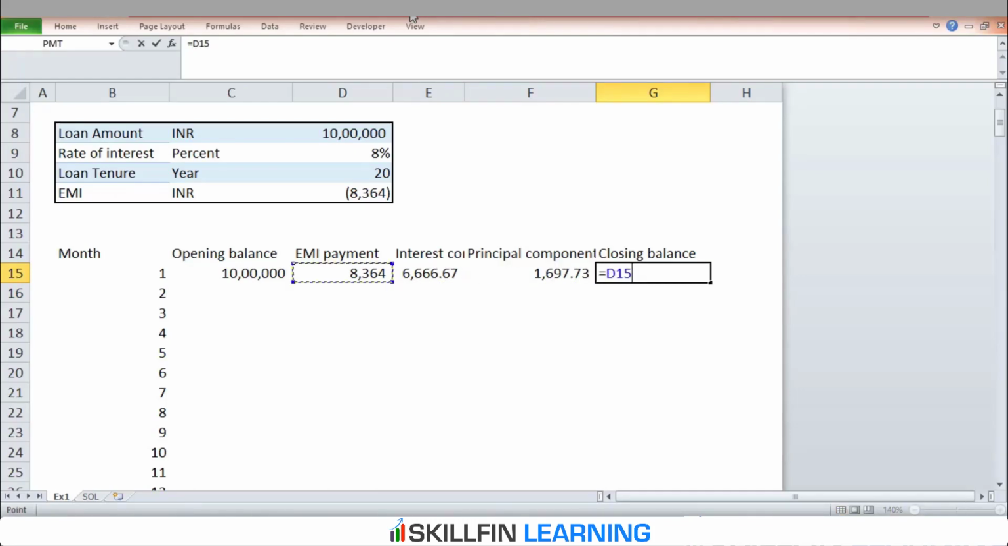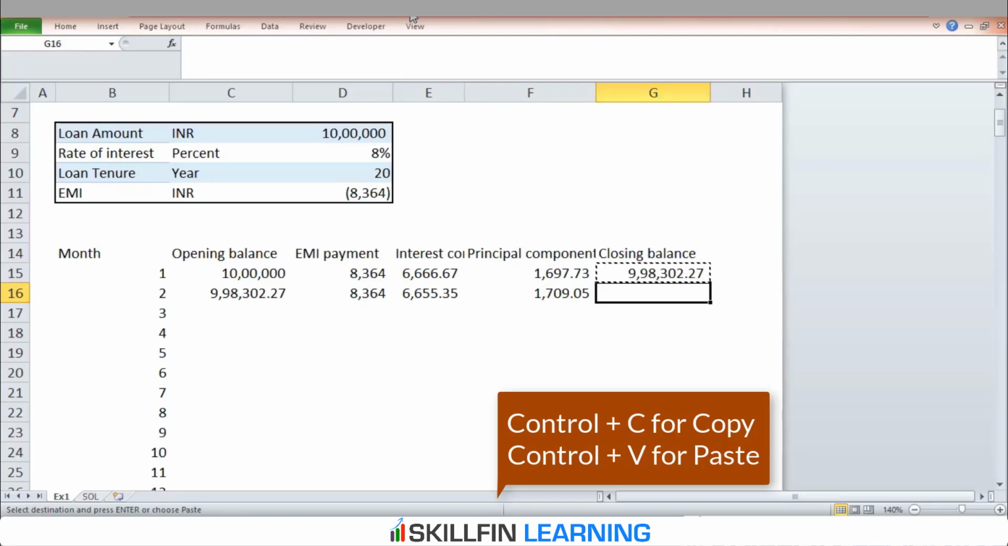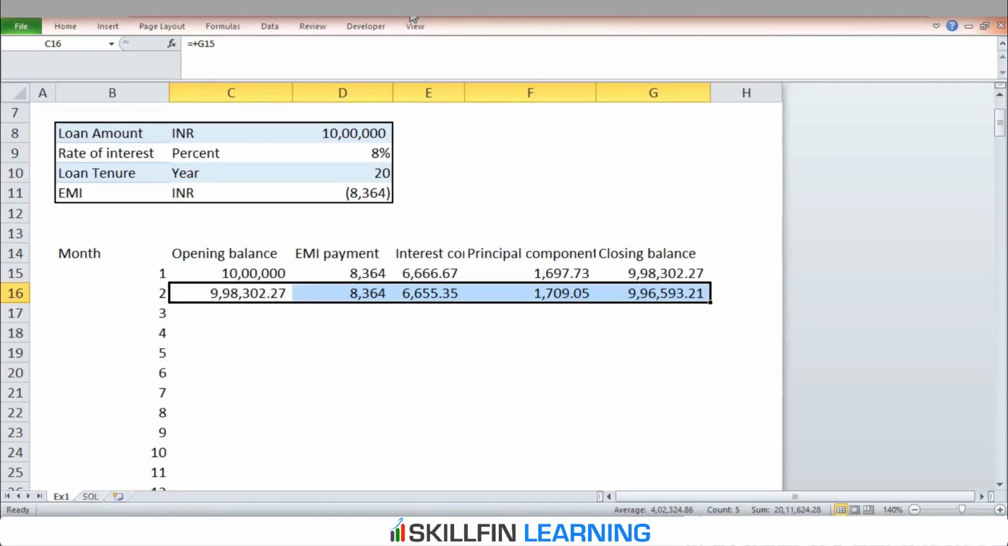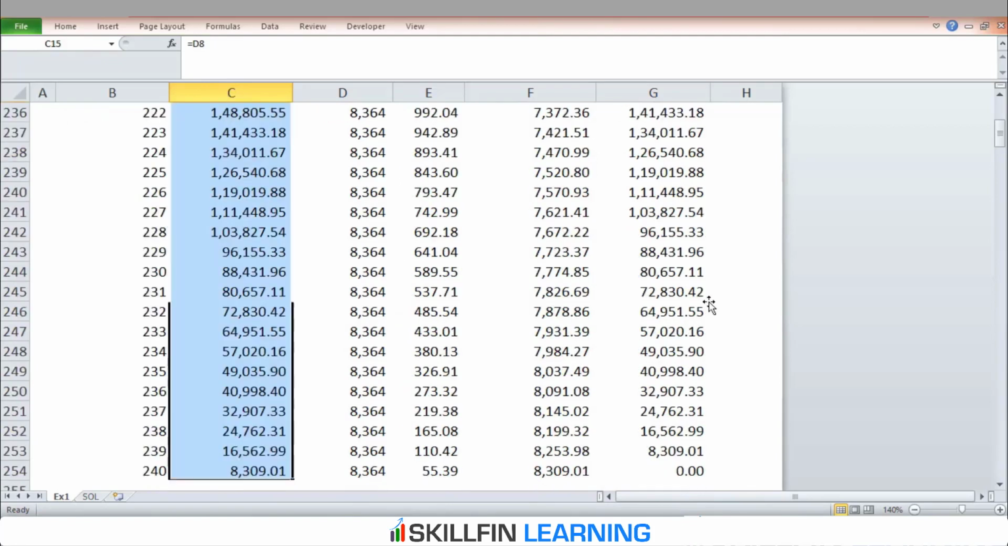The closing balance for this loan after the end of 1 month is 9,98,302 rupees, which is the opening balance for the next month. The EMI amount remains the same. Interest component gets calculated, principal component is the balance amount, and the closing balance reduces further. Now let's double click on these selected cells and we get the full table.